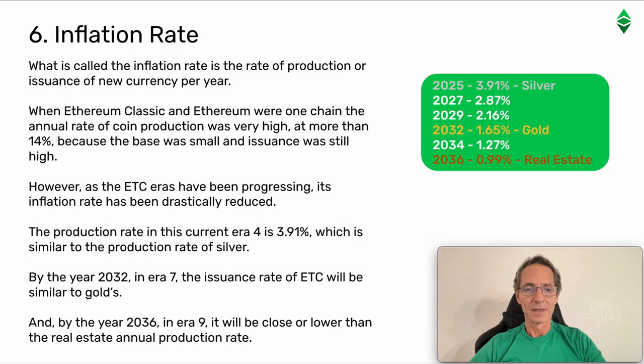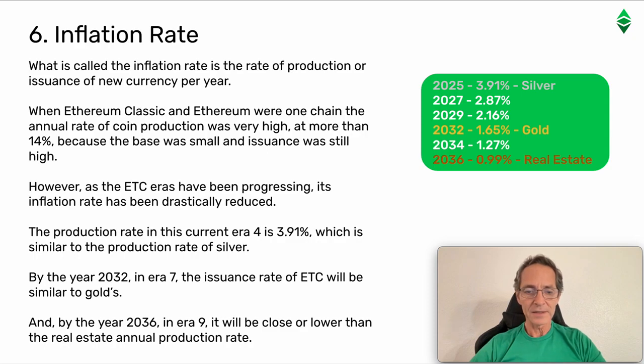Inflation rate. What is called the inflation rate is the rate of production or issuance of new currency per year. When Ethereum Classic and Ethereum were one chain, the annual rate of coin production was very high, at more than 14%, because the base was small and issuance was still high. However, as the ETC eras have been progressing, its inflation rate has been drastically reduced.